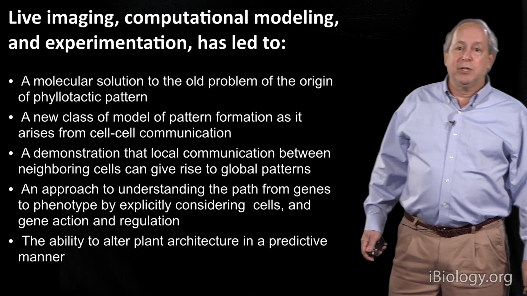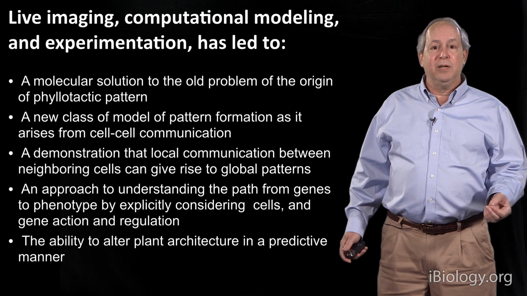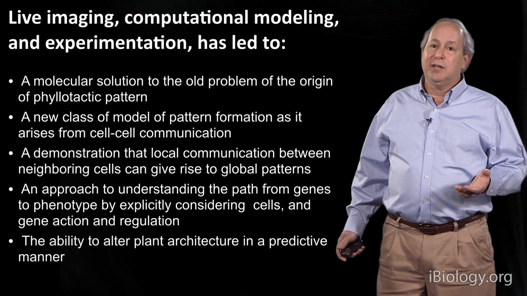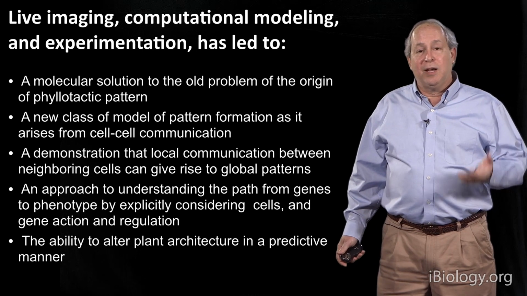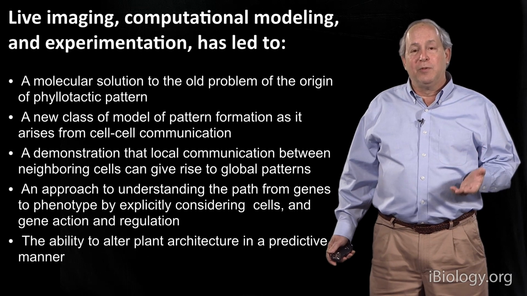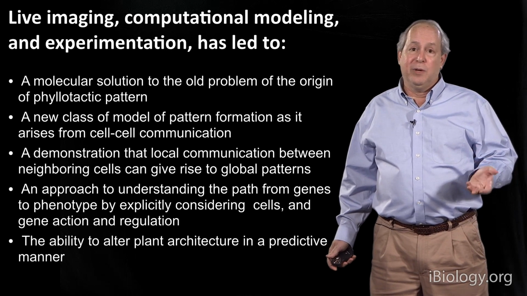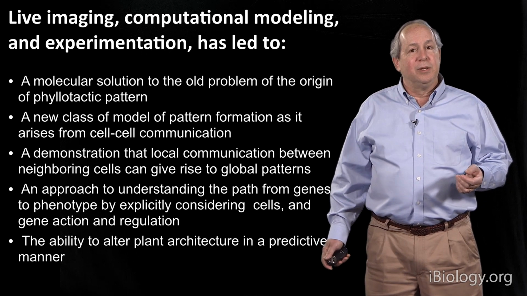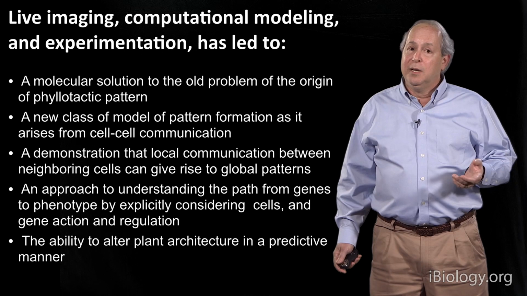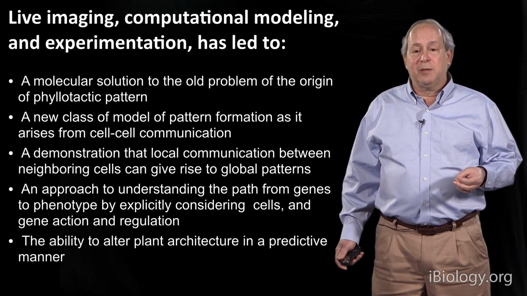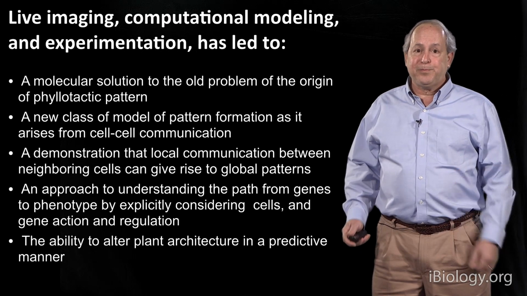And then we have an approach to understanding the path from genes to phenotype by explicitly considering cells and gene action and regulation of gene action and movement of chemicals between the cells, something that we can observe using these live imaging methods that we and other labs have developed over the years. All of that gives us the ability to alter plant architecture in a predictive manner, so that now we can go back and change the phyllotactic pattern in plants as we wish.